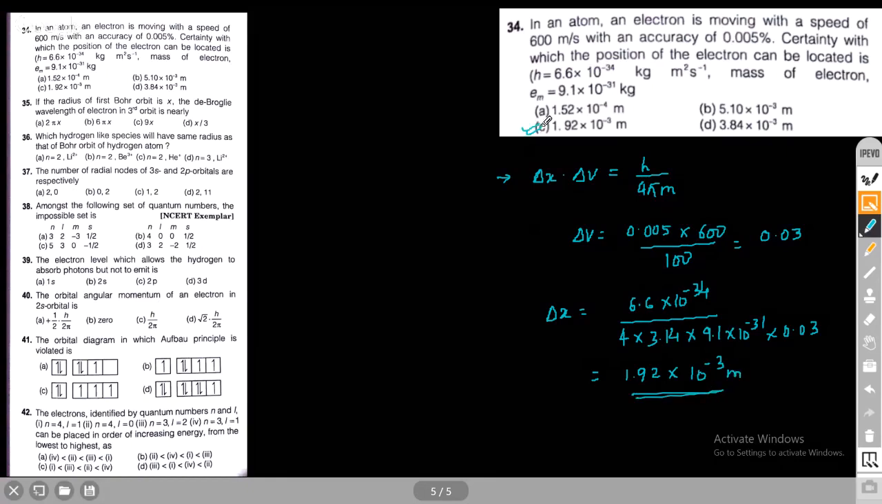In this kind of question, what you have to take care of is the unit. Okay, then only you can avoid making a mistake. So take care of that particular thing, unit. Question number 34, option C is correct. Right, next one, question number 35.